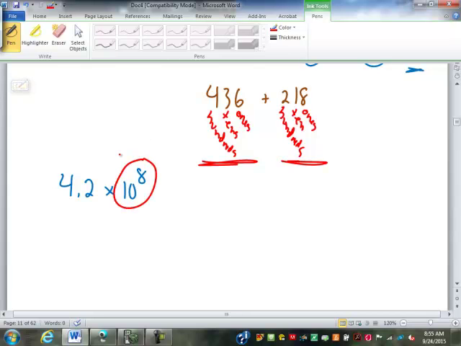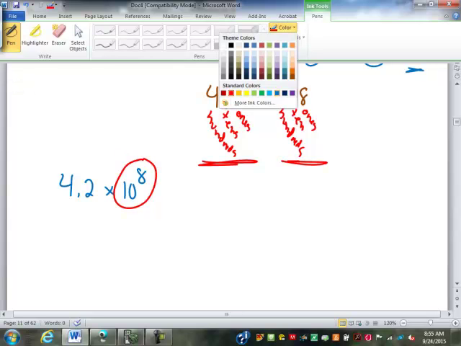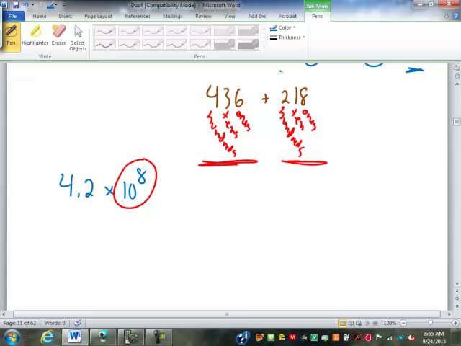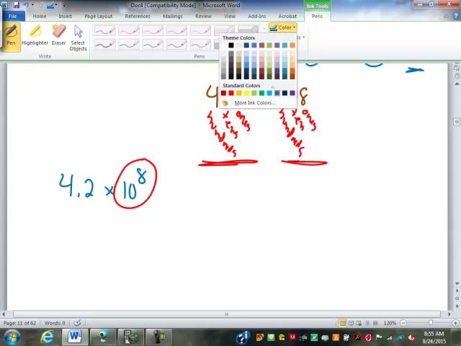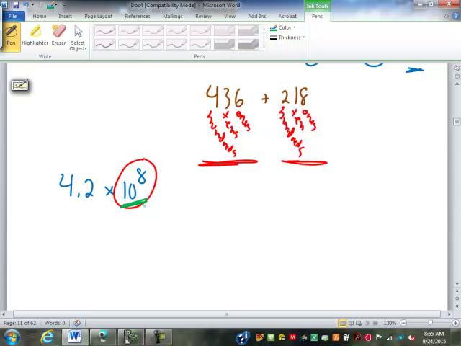We looked at our place values yesterday. 10 to the zero is the ones, 10 to the first is the tens, 10 to the second is the hundreds. The 10 to the 8th is actually the 100 millions. So when we add or subtract numbers in scientific notation, we must have the same power of 10.